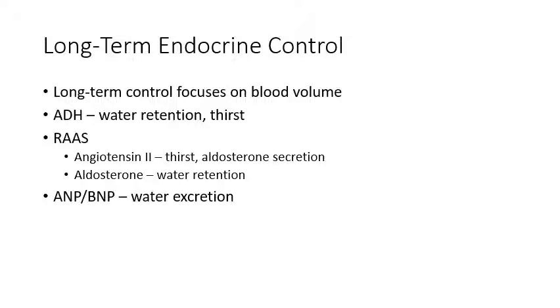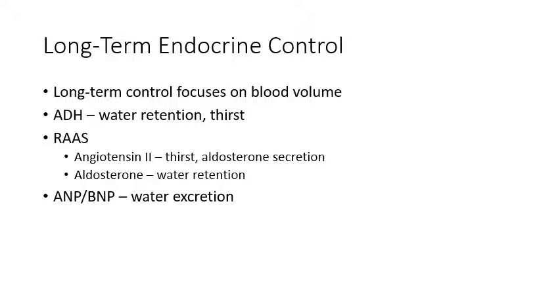The effect of angiotensin II and ANP and BNP on blood volume are considered part of long-term endocrine control because blood volume has long-term effects on blood pressure. But backing up to ADH, ADH is antidiuretic hormone. It causes your kidneys to retain water and it makes you thirsty. So that means that you're going to drink more water. At the same time, you're producing less urine. Overall, your blood volume will go up and blood pressure will go up.